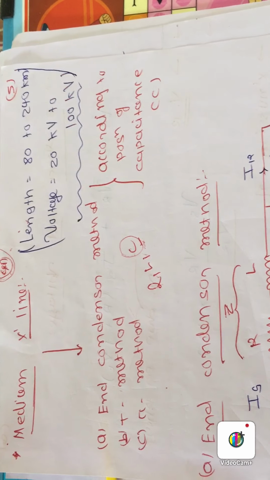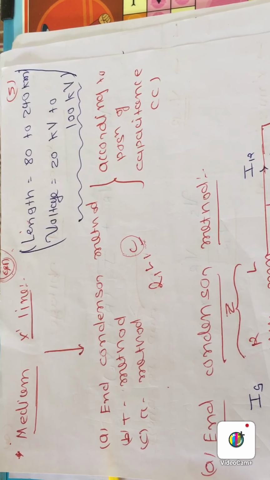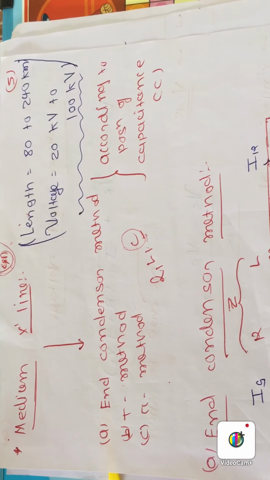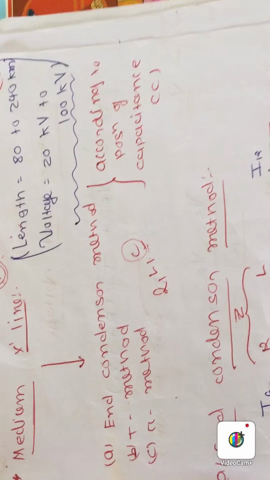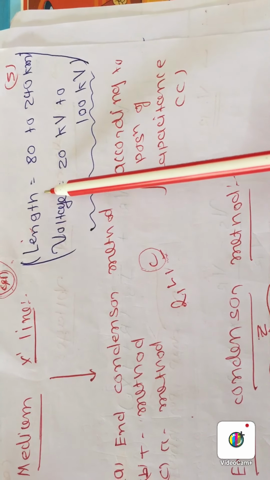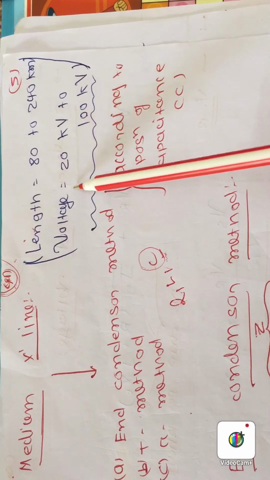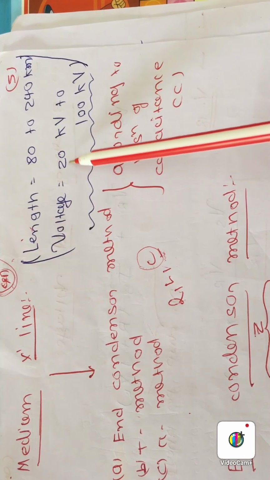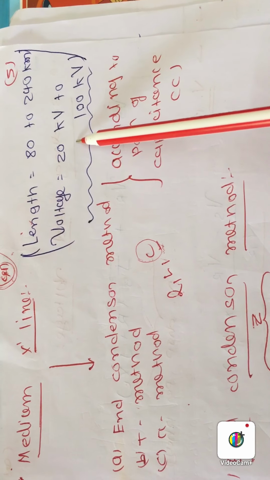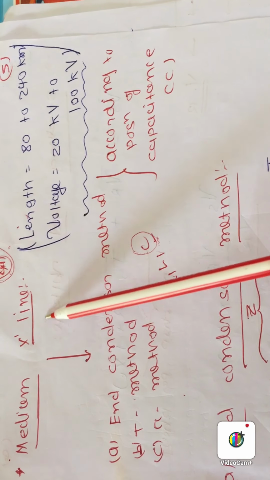In this lecture we will study the medium transmission line phasor diagram. In the previous lecture we studied the short transmission line phasor diagram. First of all, you should know the conditions of a medium transmission line. A medium transmission line has two conditions. Its length comes between 80 to 240 km, and its voltage rating comes between 20 kV to 100 kV. If your transmission line obeys these conditions, then it is termed a medium transmission line.